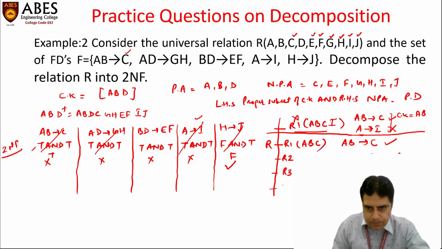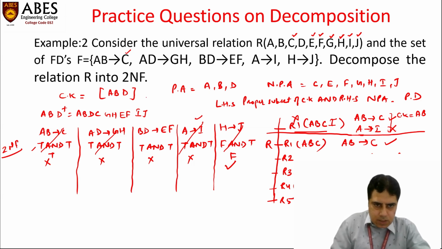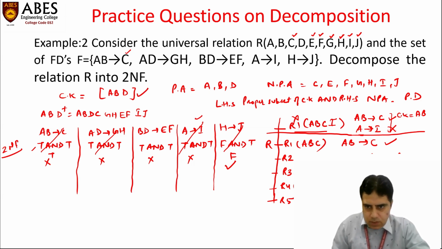Now for BD, R4 we will take B, D, E, F. So here the functional dependency is BD determines EF. So this is also in 2NF. And in the last, R5, we will take the candidate key. One decomposed table is the candidate key A, B, D.